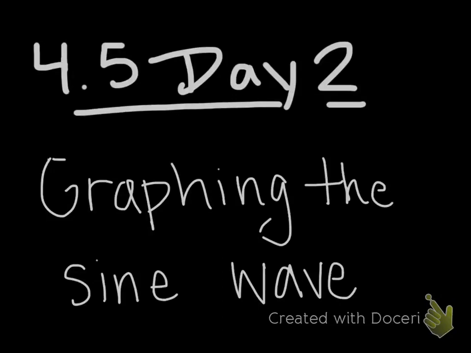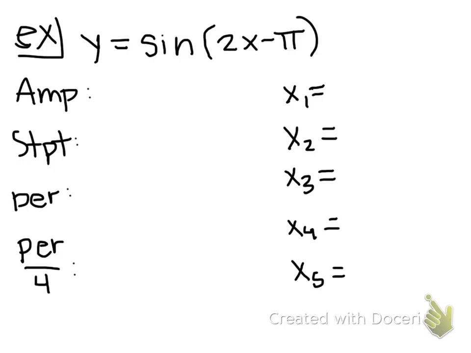Today we're doing section 4.5, day 2, and we are going to get into more difficult examples of graphing the sine wave. So for our first example, we have y equals sine of 2x minus pi. So my a value is implied to be 1, so if you need to write a 1 there. My b value is 2, and my c value is pi. So remember that your c value is always the opposite sign.